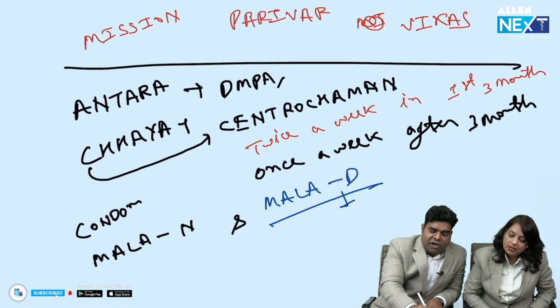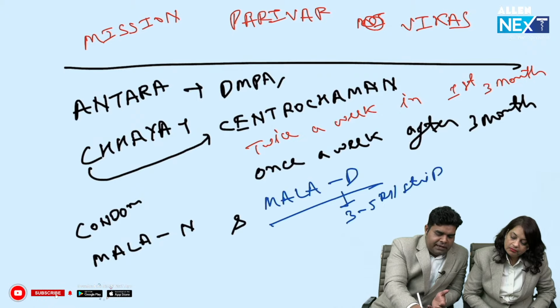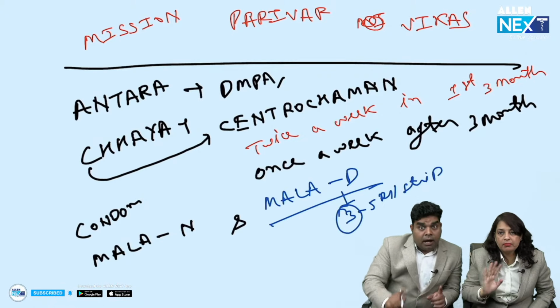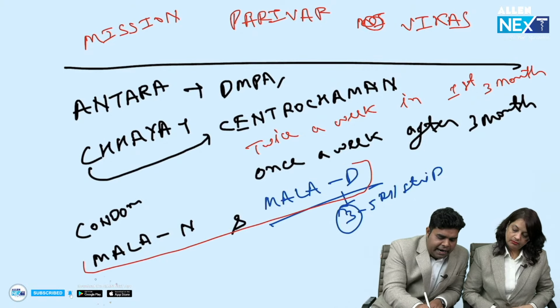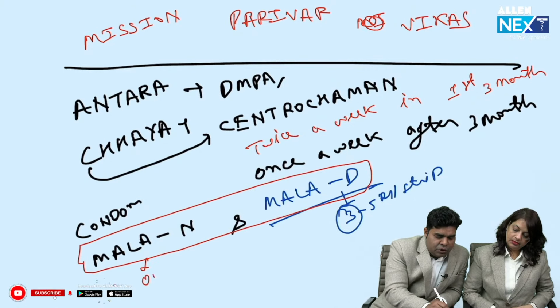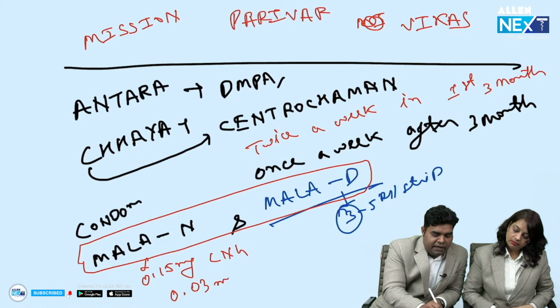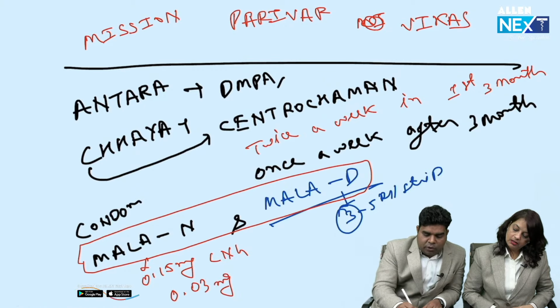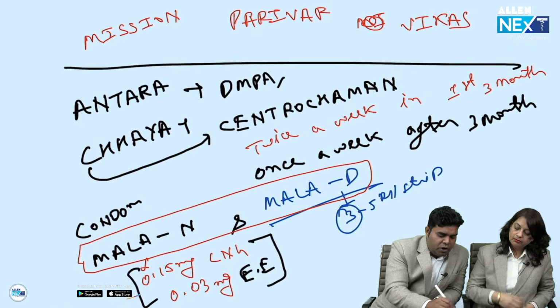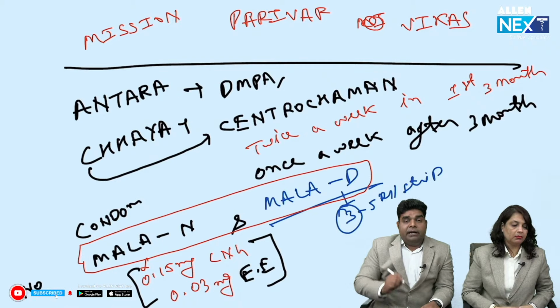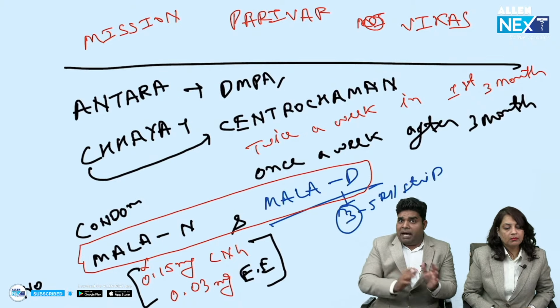Mala D is chargeable. 3 to 5 rupees per strip they charge. Some places 3 rupees, some places 5 rupees, but the composition is the same. What is the composition? The composition of Mala and Mala D both is 0.15 milligram levonorgestrel and 0.03 milligram or 30 microgram of ethinyl estradiol. So this is the composition of a normal OCP, and normal dose OCP examples are Mala and Mala D.